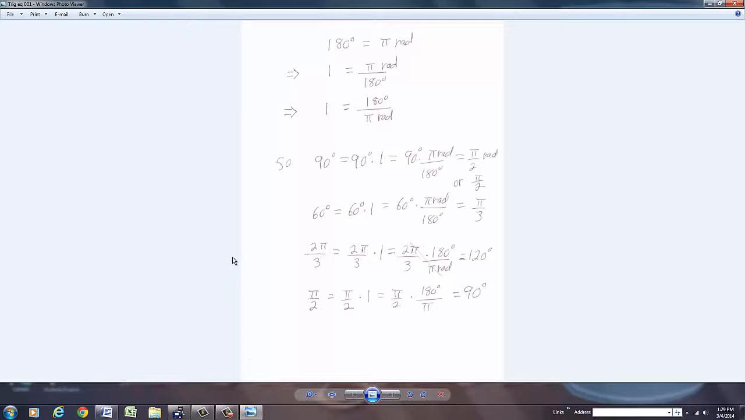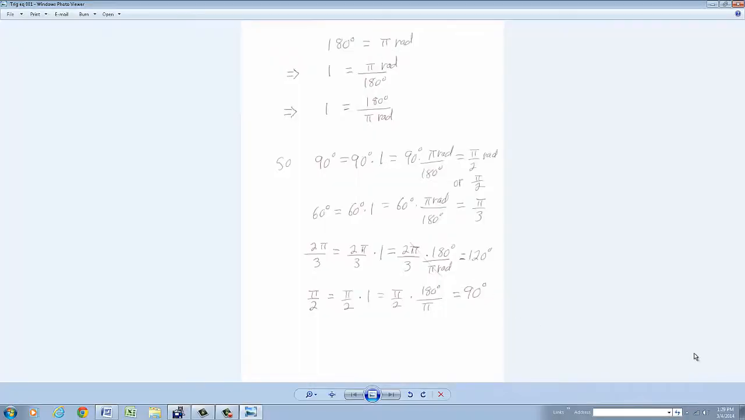Let's go over the relationship between a degree and a radian. Here I have 180 degrees is equal to pi radians. Pi as a number is 3.14. So 180 degrees is equal to pi radians. If I divide both sides of this equation by 180, the left side becomes 1, and the right side becomes pi radians over 180 degrees. I get this equation here.